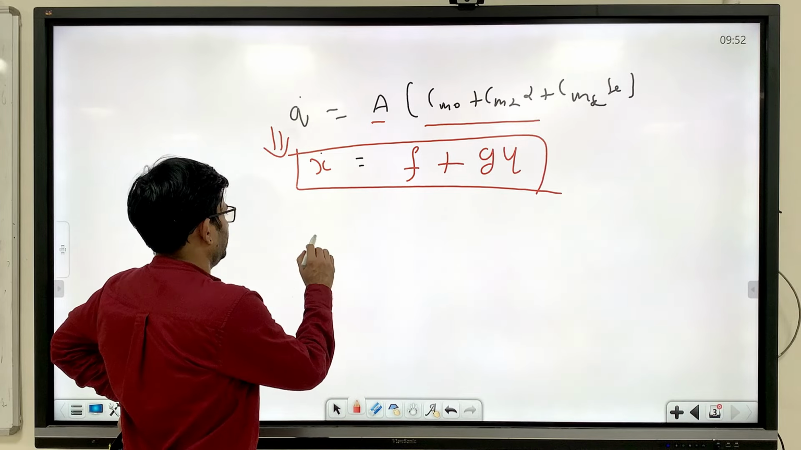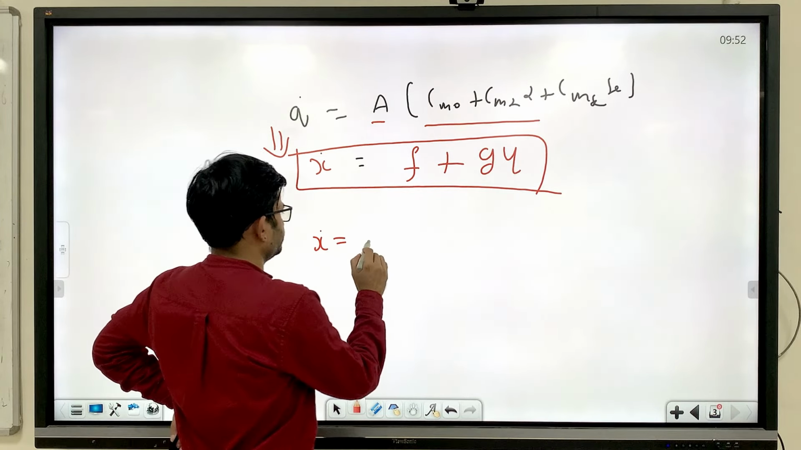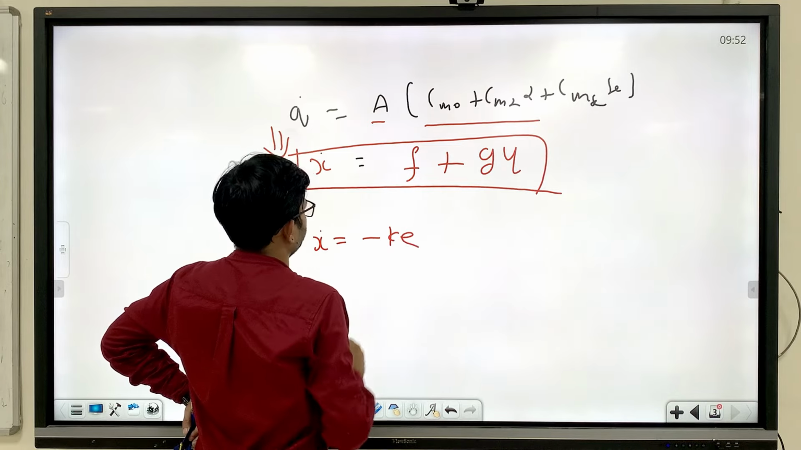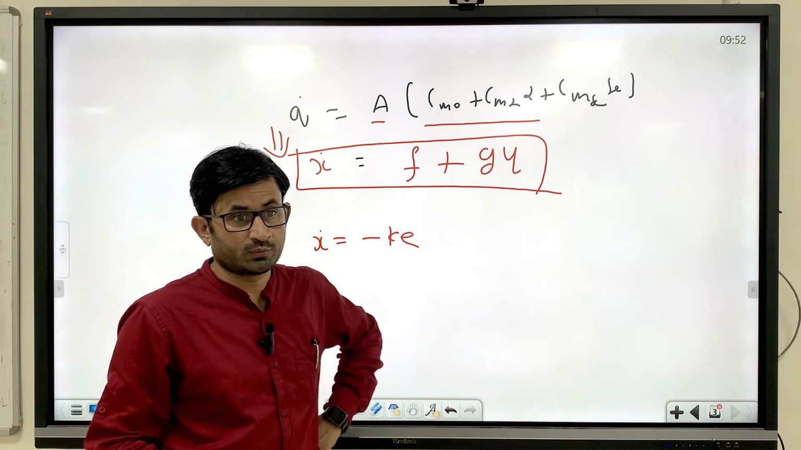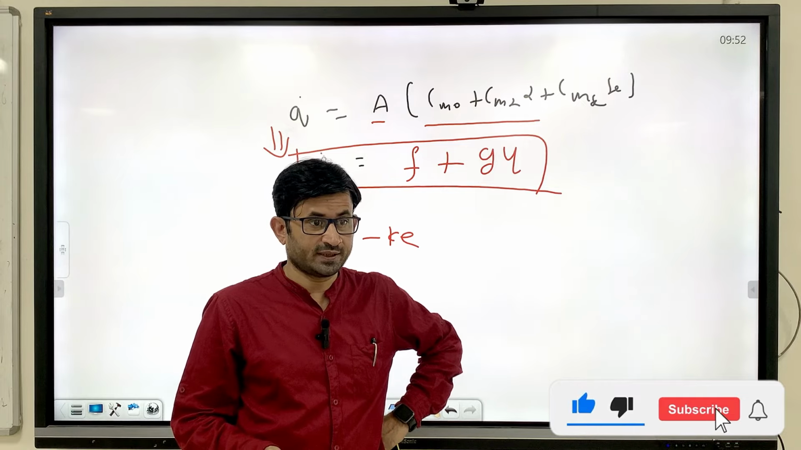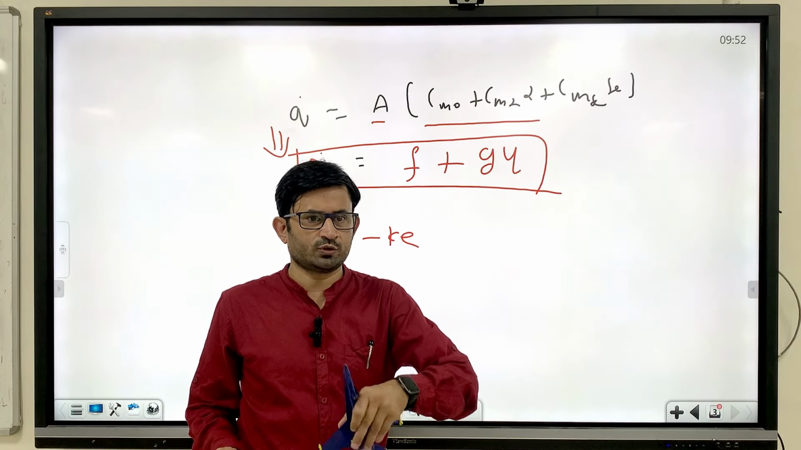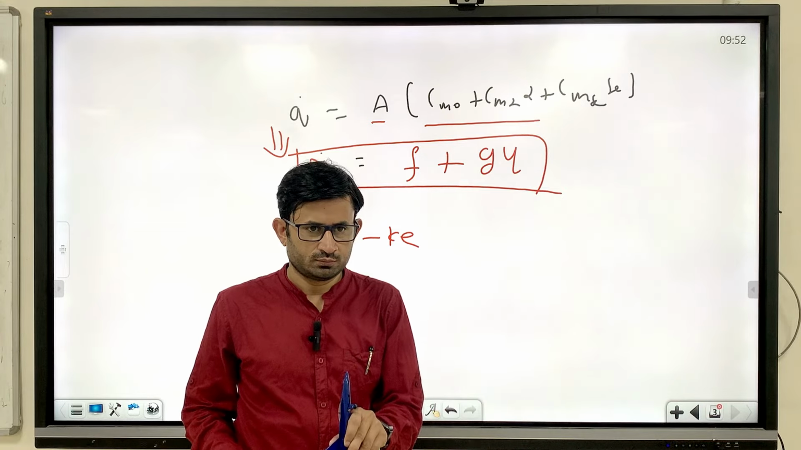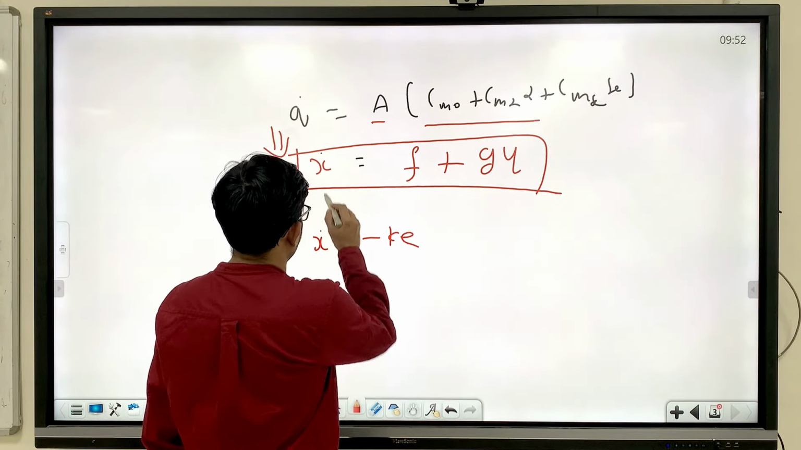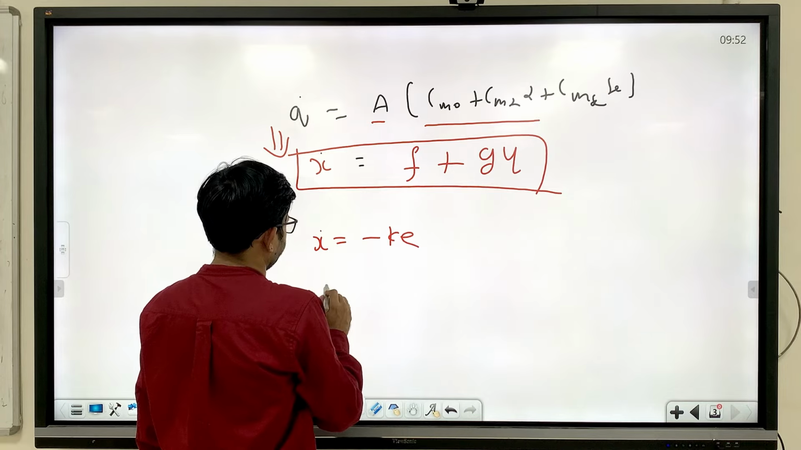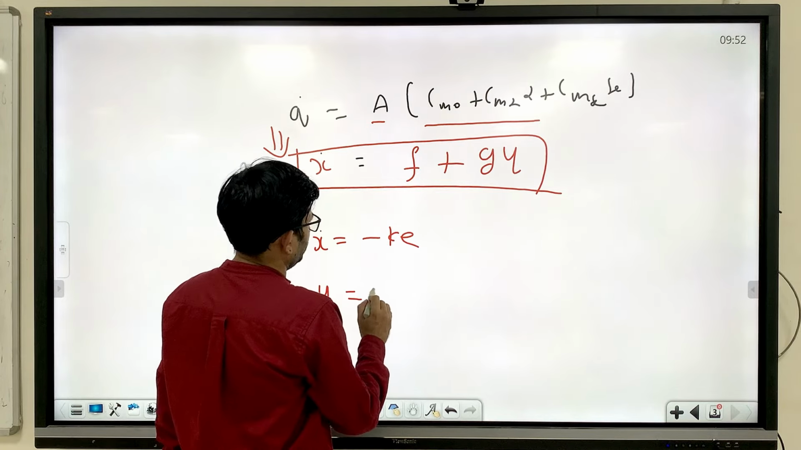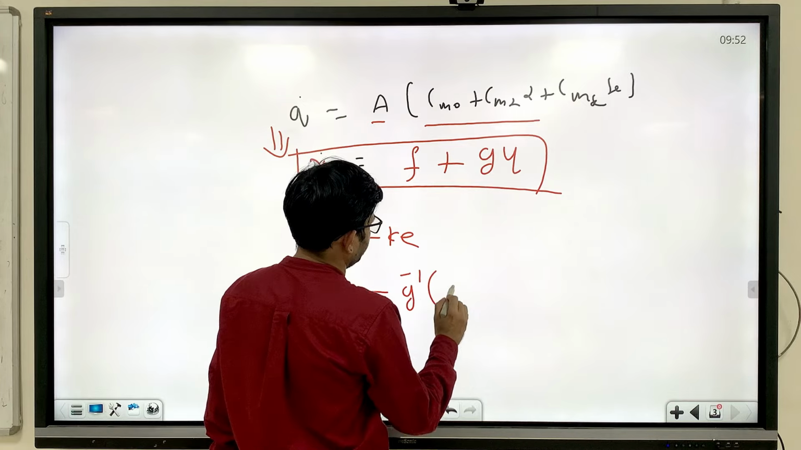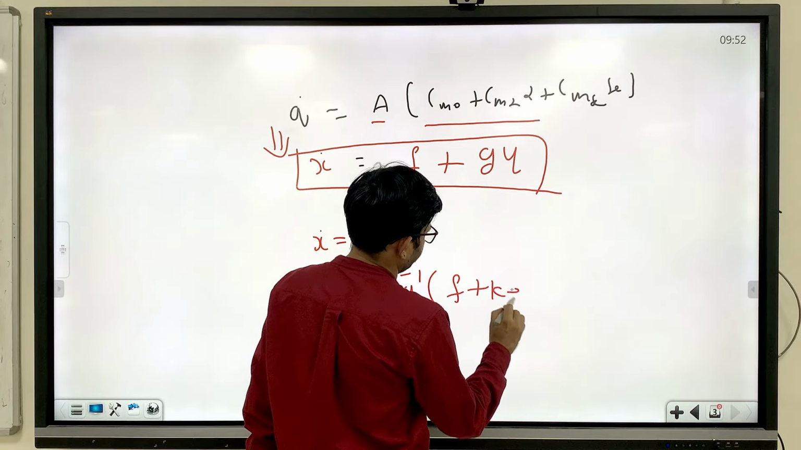Now, if I write x dot equal to k into e, let's say I want to stabilize my rate. I want my rate to be 0. So if you put x dot equal to k e, what can you write? U equal to minus G inverse (F plus K E).